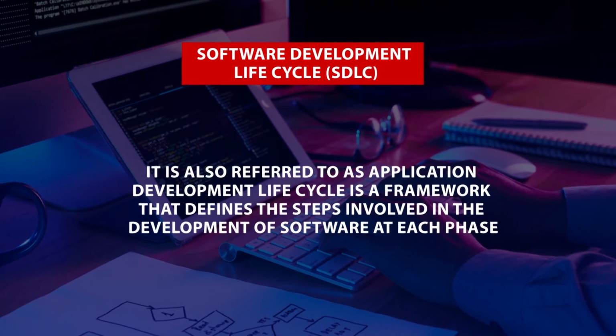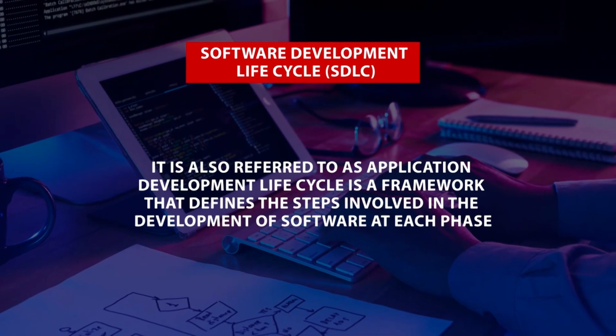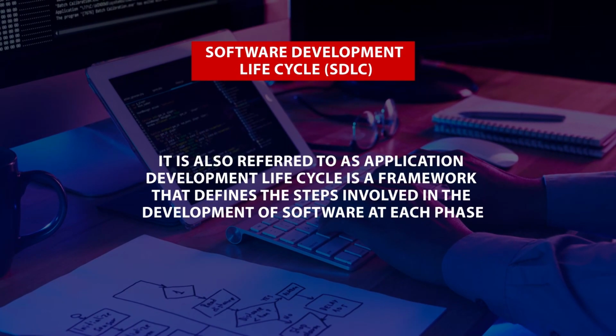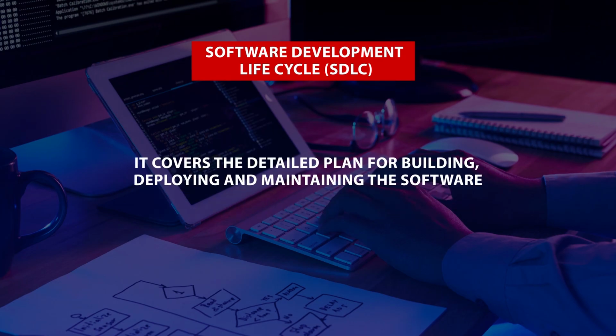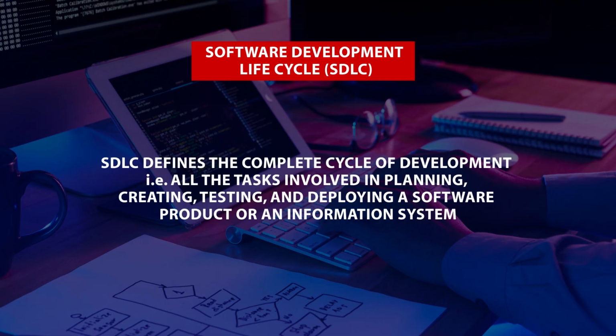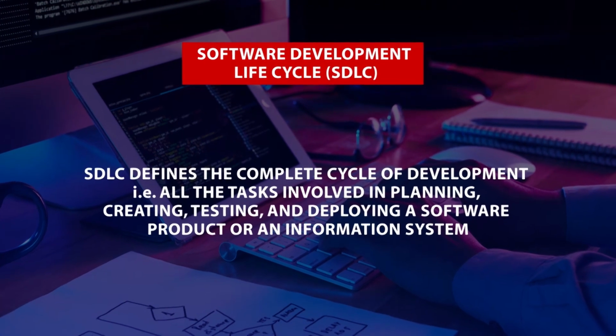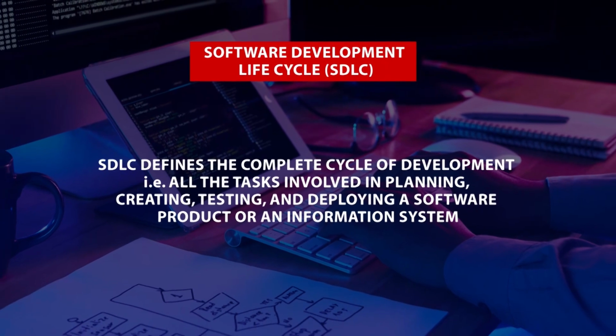So, there are several phases we can talk about in the software development life cycle, and we can talk about each and every phase and what exactly is the functionality each phase does. It covers the detailed plan for building, deploying and maintaining the software. SDLC defines the complete cycle of development, that is all the tasks involved in planning, creating, testing and deploying a software product or an information system.